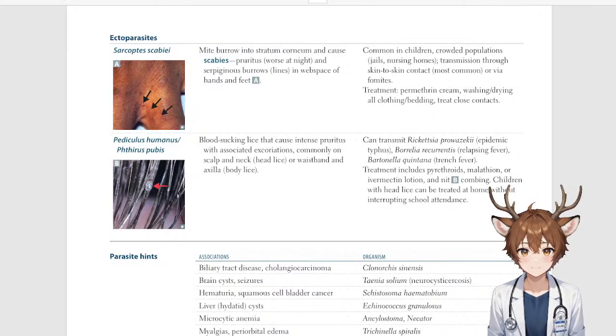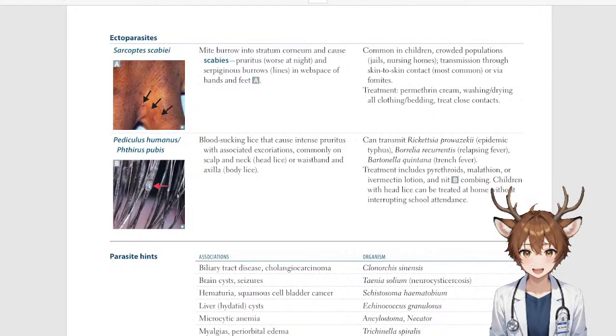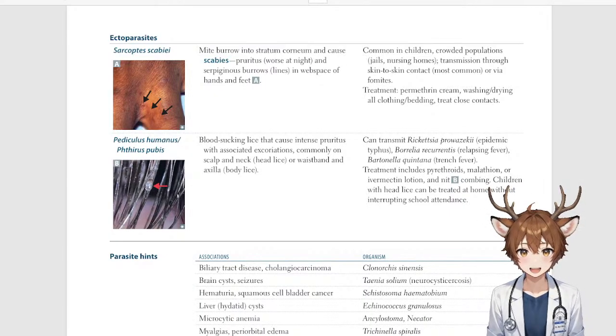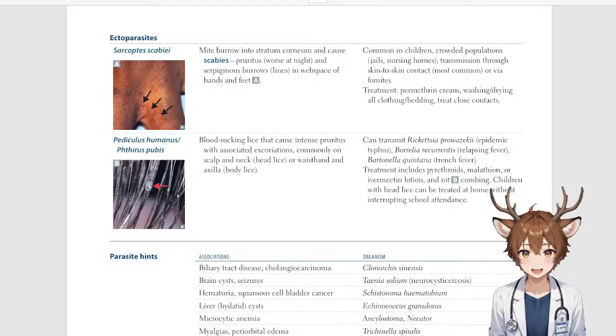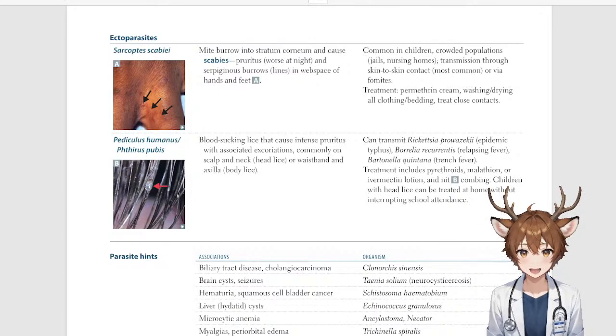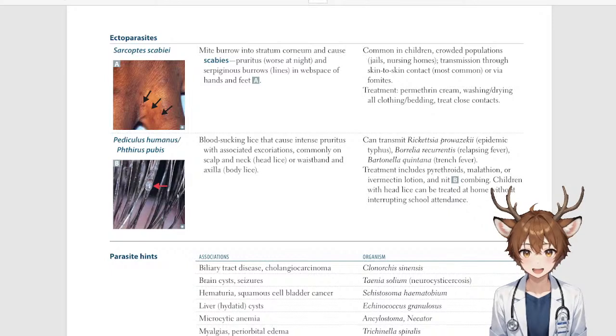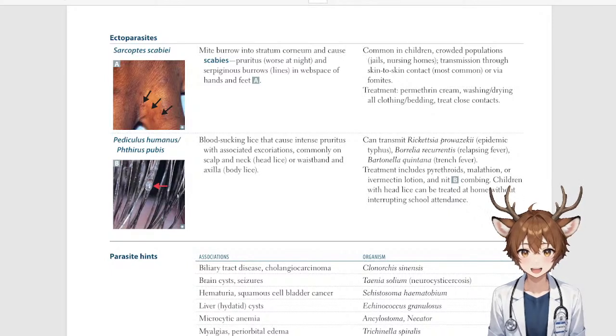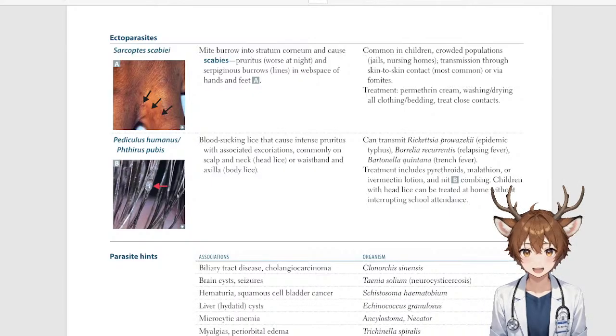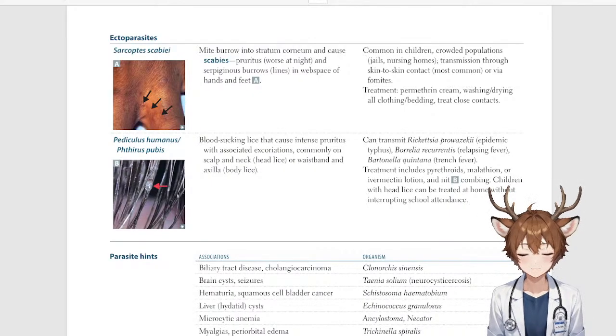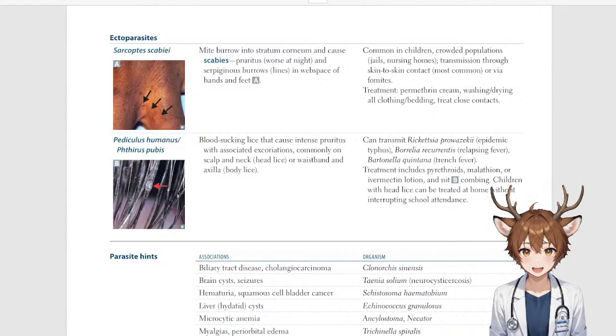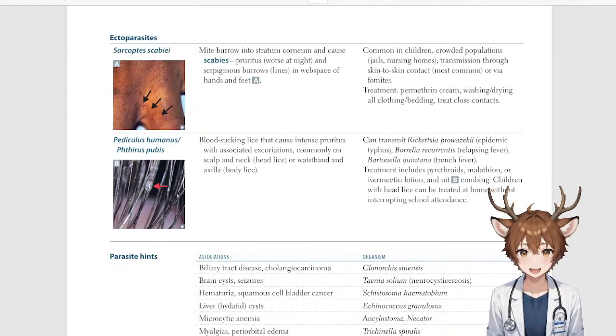Ectoparasites. Sarcoptes scabiei, I imagine that'd be scabies. Mites burrow into the stratum corneum and cause scabies. Pruritus, worse at night, and serpiginous burrows, lines often between fingers and toes. Doesn't sound great. Common in children, crowded populations, jails, nursing homes; transmission through skin-to-skin contact is most common, or via fomites. How do you treat it? Permethrin cream, oral ivermectin, washing and drying all clothes and bedding, and treat close contacts.